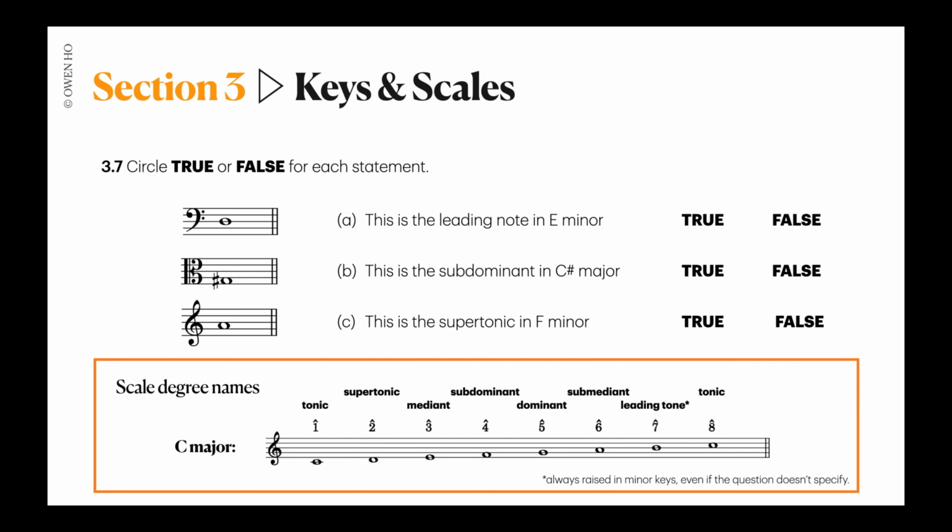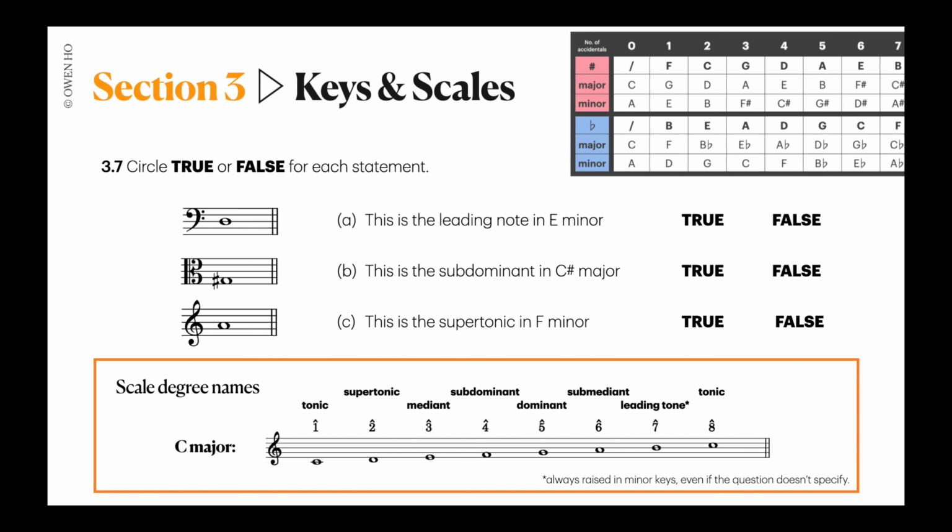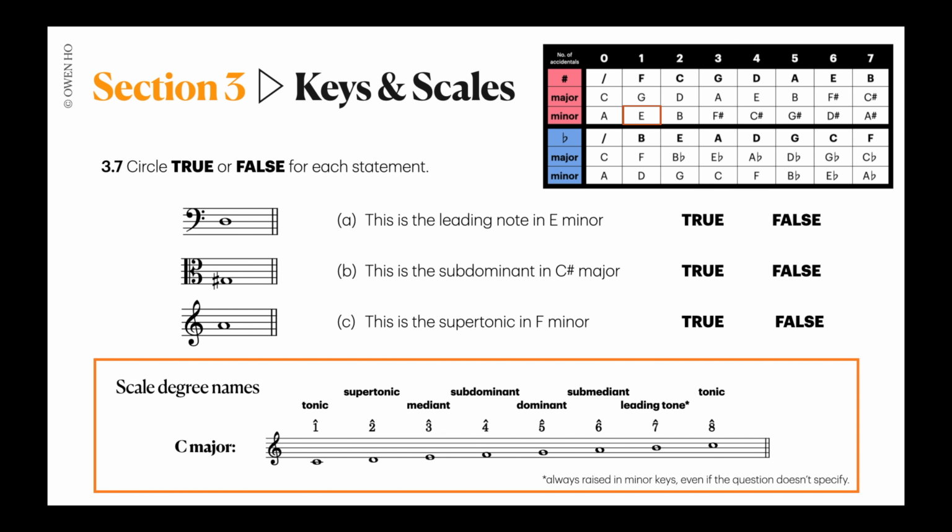Now looking back at the questions, let's focus on the first one. We're given a D note in the scale of E minor. And if we look at the key signature grid, in E minor, we have only F sharp. However, because it says it's a leading note, we need to remember that it should be a raised seventh in the E minor scale. So instead of a D, it should be a D sharp. So the answer is false.